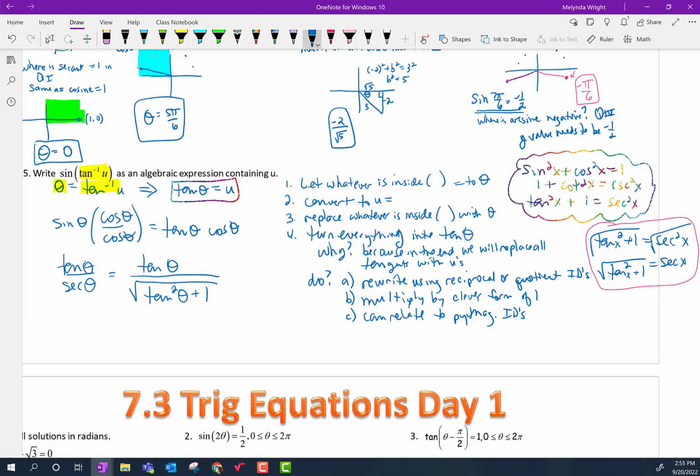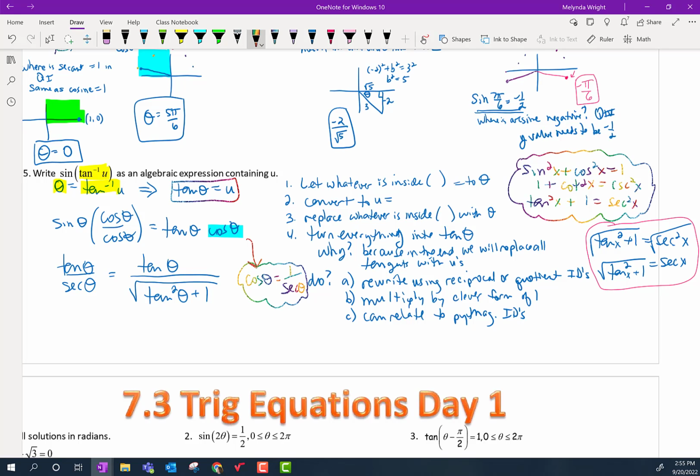Yes, ma'am. I'm just confused where you got secant in the denominator from. I took a look at this little guy right here. I know that cosine is the same as 1 over secant. So I replaced cosine with 1 over secant. Is that okay? Okay. Other questions before we do the last step?